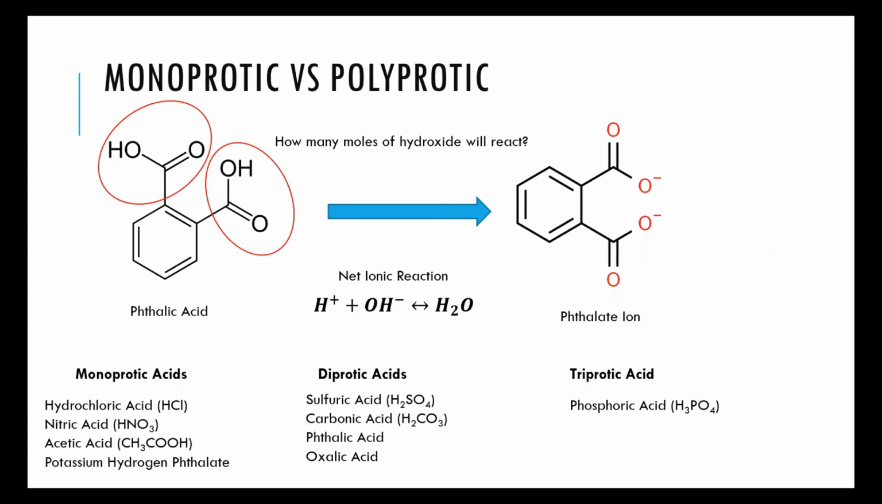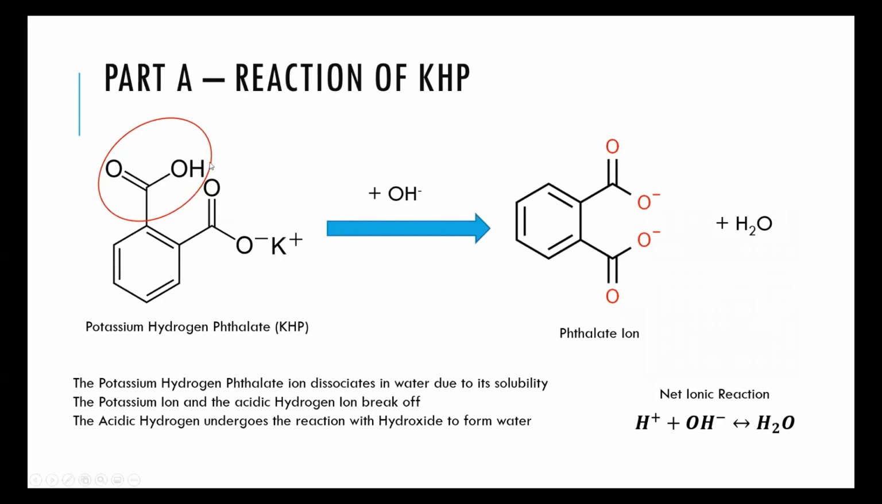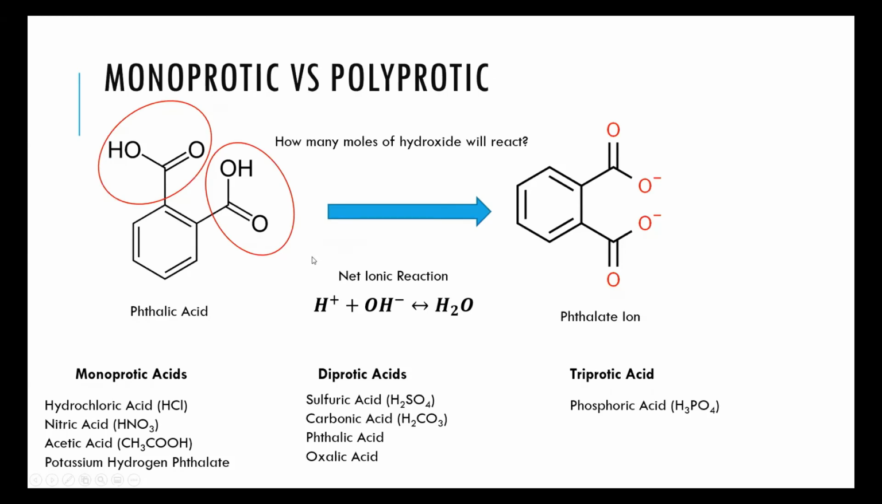Now, the potassium hydrogen phthalate itself is a monoprotic acid. There was only one H plus for the entire molecule, so it was a 1-to-1 ratio. The molecular weight of this potassium hydrogen phthalate was equal to the equivalent weight. But what would happen if it is a polyprotic acid or diprotic or triprotic?